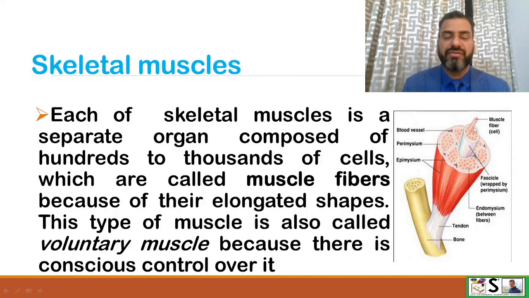This is the muscle fiber. This type of muscle is also called voluntary muscle because they are under our voluntary control. We can move our hand because we can control it. So skeletal muscles are also called voluntary muscles.